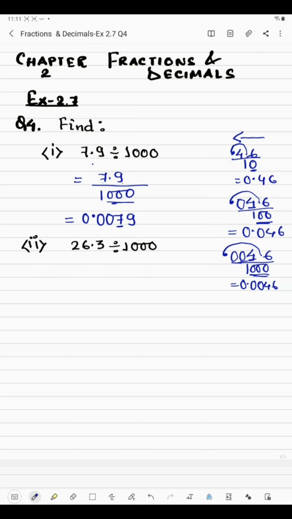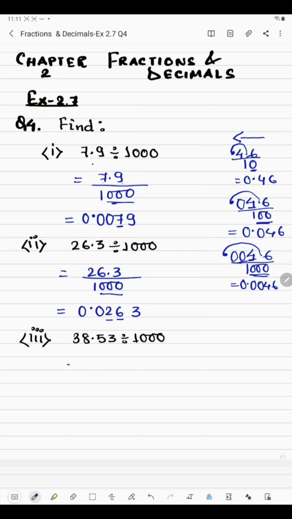In the second part we have 26.3 divided by 1000. As there are 3 zeros in 1000, the point will be shifted 3 places. So here the point was in between 6 and 3. So the point will be shifted 3 digits. So 1, 2, 3 places we will have to make by putting 0. Then we will have to put the decimal. So the answer of the second part will be 0.0263.